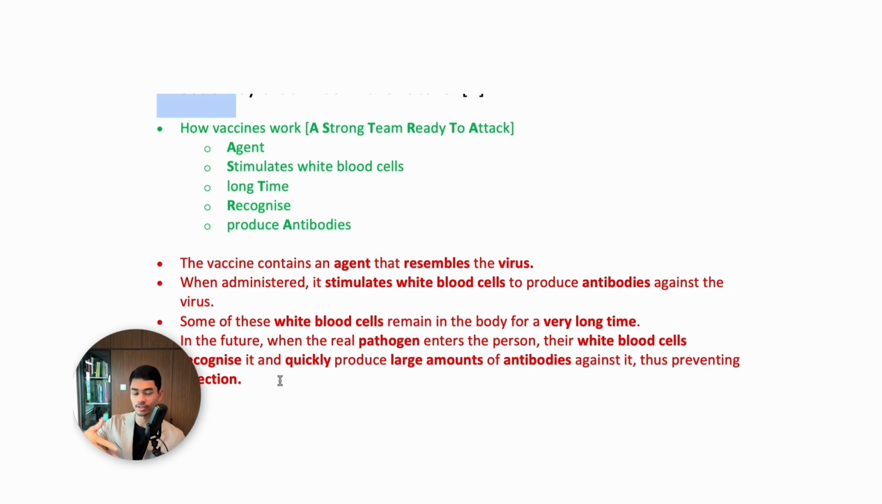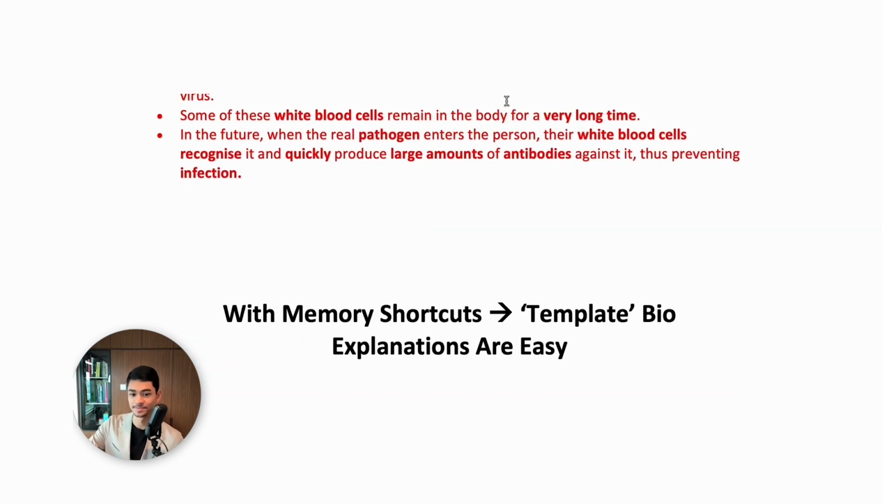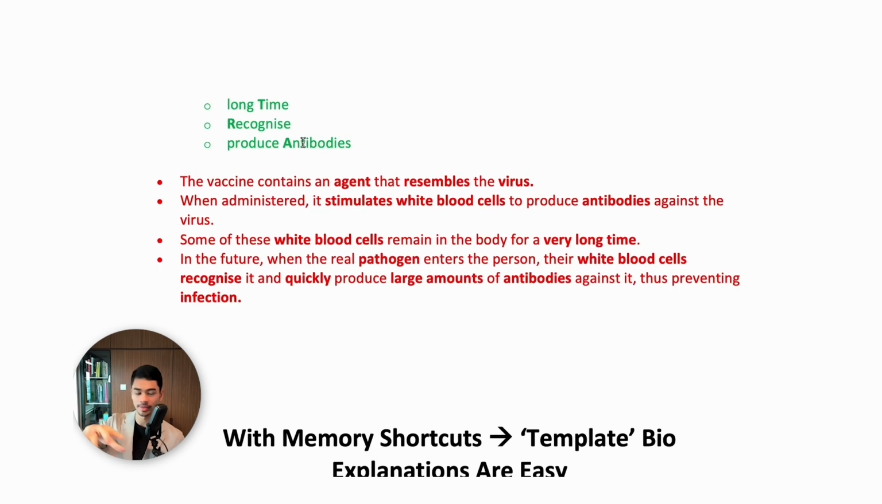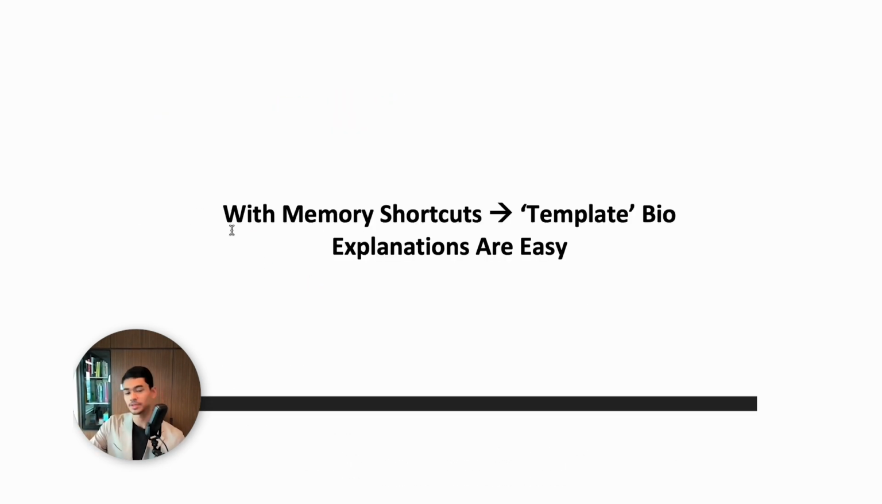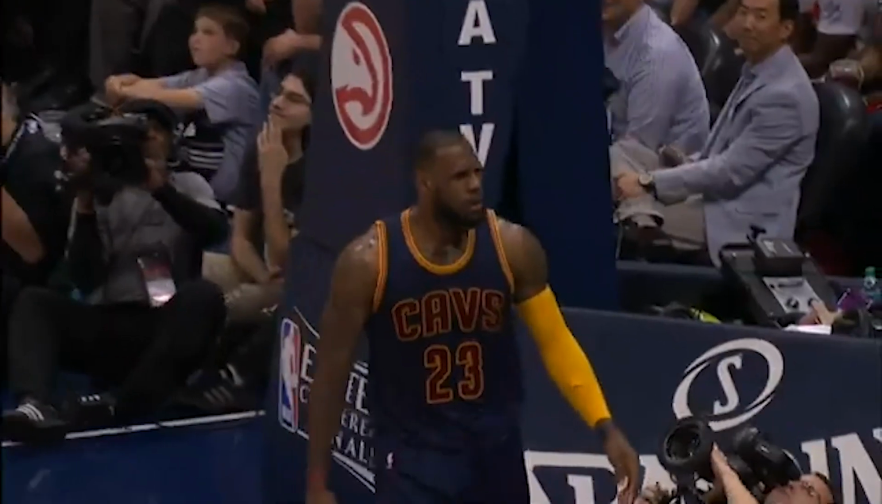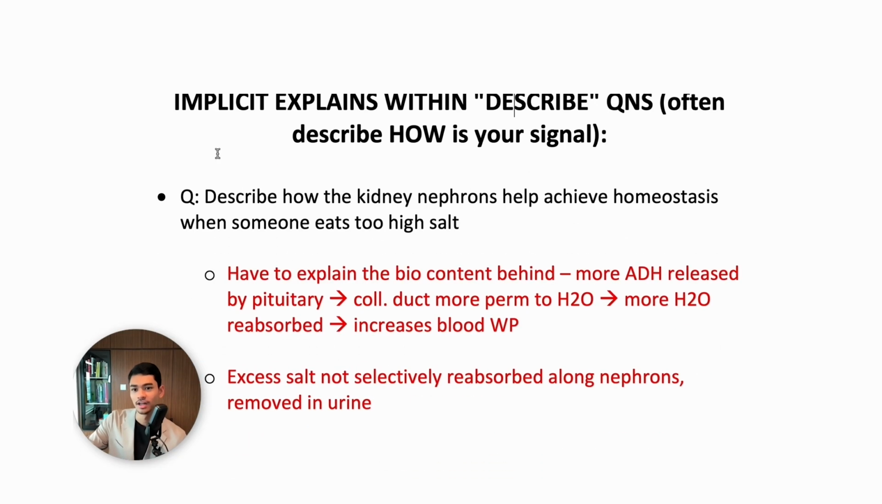Okay, and the good news is that quite a lot of the bio reasons like this are rehearsable and can be memorized. Okay, and later I'll mention more about CAQs and rehearsable answers. Okay, so notice with memory shortcuts, the template explanations become very easy. Which is why you should learn and study our memory shortcuts. Okay, there are implicit explain questions within a describe question. So it disguises as a describe question, but it's actually an explain question. So how to tell? There will be this phrase, describe how.